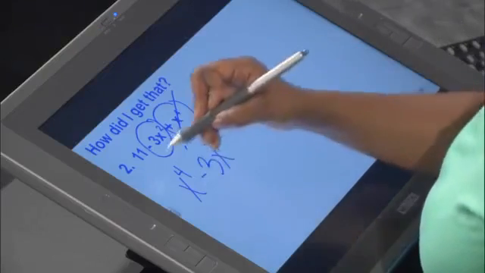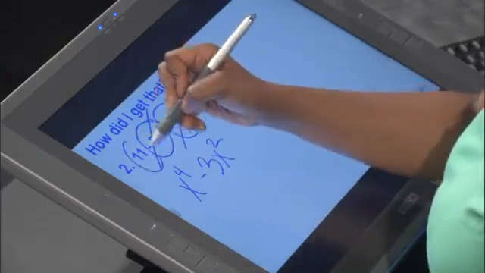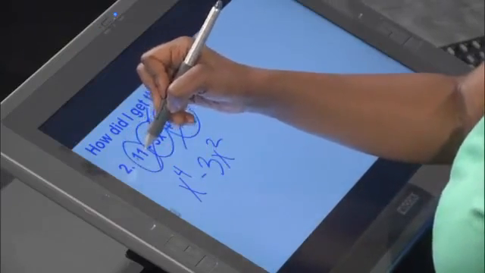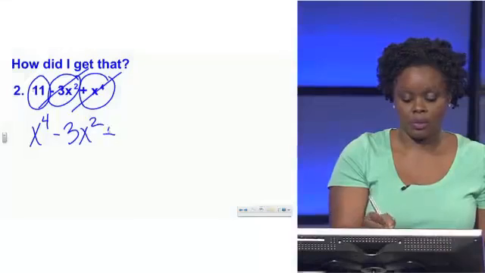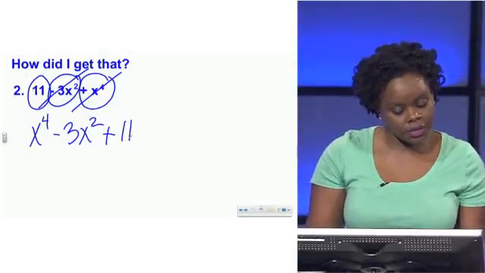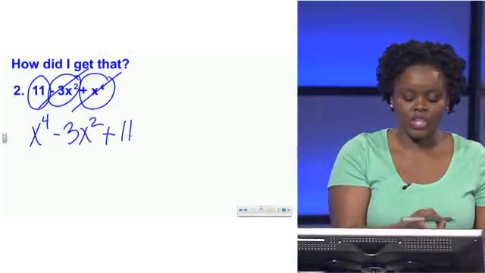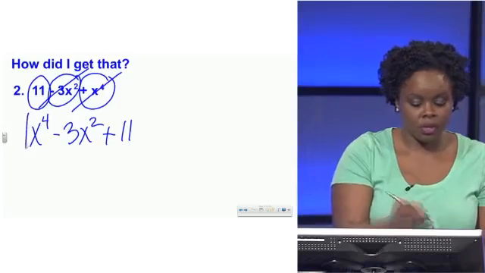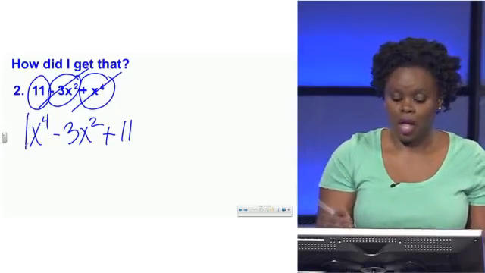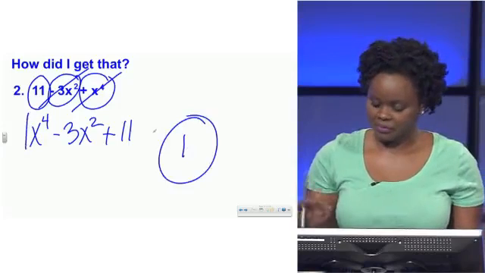Okay, now I've handled that. And that constant term, 11, there's no sign out in front of it, so I know it's positive. So plus 11, right? So then I gave it a glance over. I see that my first term is x to the fourth. I don't see a coefficient, so I know there's an invisible 1. So my leading coefficient is 1.